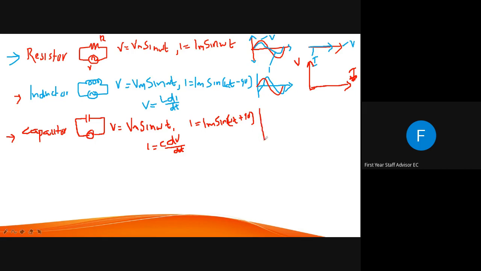There you can draw the same waveform. I'm drawing the same waveform first. And which one is leading? Current is leading actually. As per this waveform, the brown one is current and the blue one is voltage, so current is leading. Again, I can draw the same phasor diagram, but mark this as voltage and this as current.